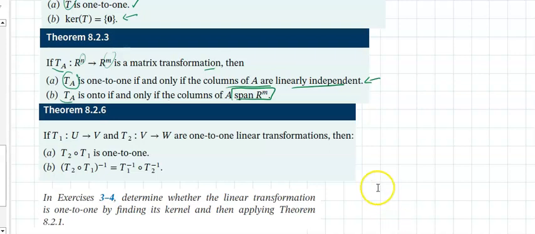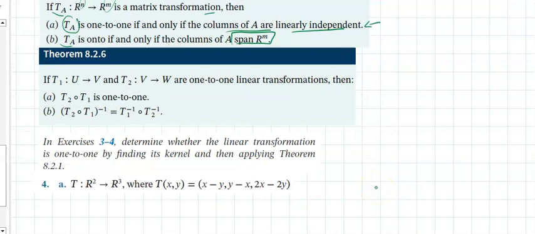And I just want to remind you really quick, if I'm taking T1, a linear transformation from U to V, and T sub 2, a transformation from V to W, and they are one-to-one transformations, then if I take the composition, that will be one-to-one. And remember, if you take the inverse, you swap the order of those.